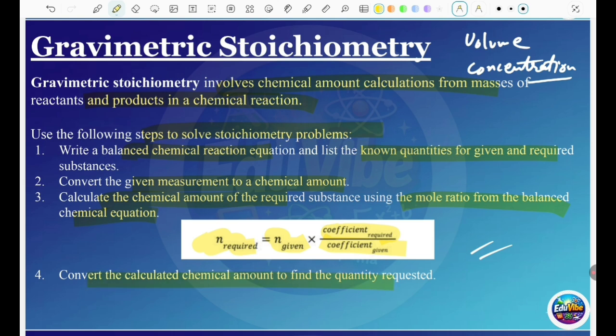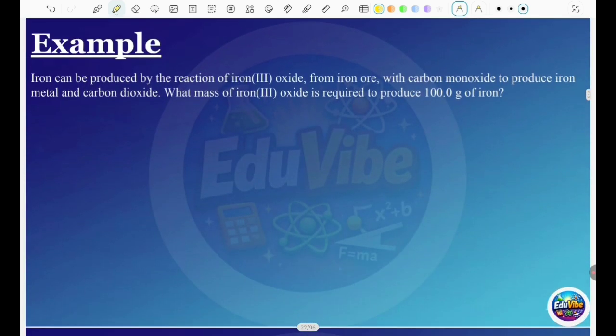Then we have to convert the calculated chemical amount to the quantity they requested, or if they want the chemical amount, we leave it there. If they want something else after the chemical amount, we have to find those things too. So let's take an example, so you know how you can solve those things.